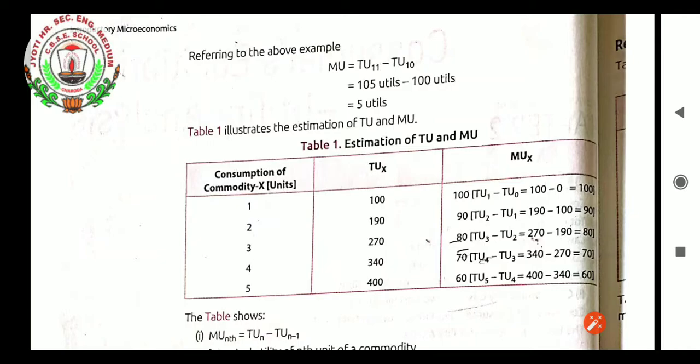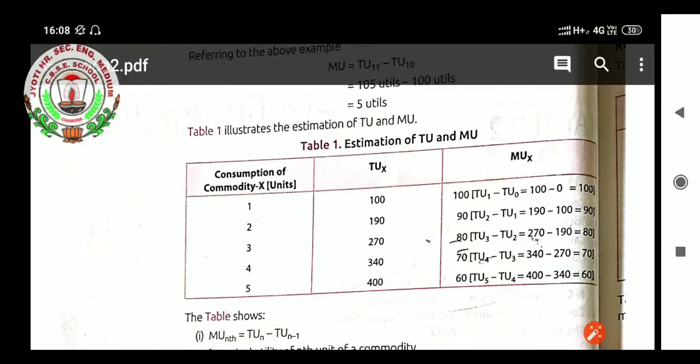In the second unit, total utility increases from 100 to 190, so MU x will be TU 2, that is 190, minus TU 1, that is 100, which is 90. So MU x comes to 90 units. In the third unit, when it increases one unit more, TU x equals 270. It means from 190 it has increased to 270. So the MU x formula will be TU 3 minus TU 2, that is 270 minus 190, which comes to 80. This is the way we calculate the marginal utility of x.